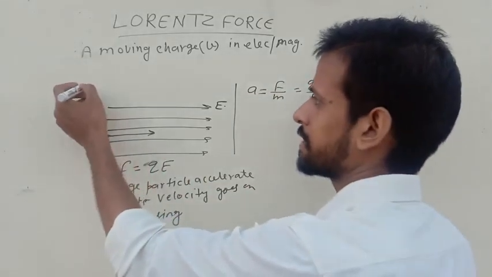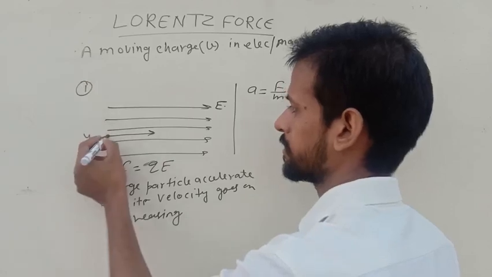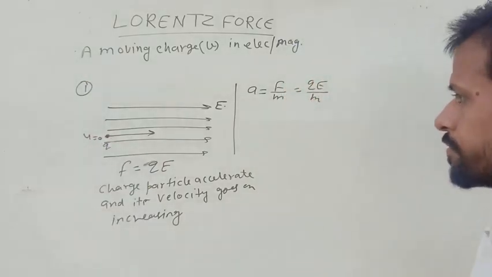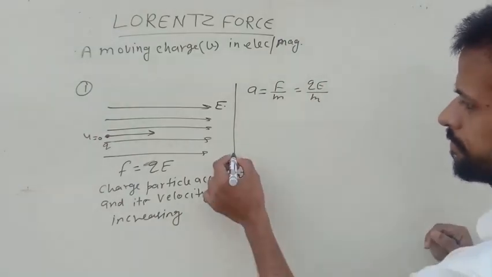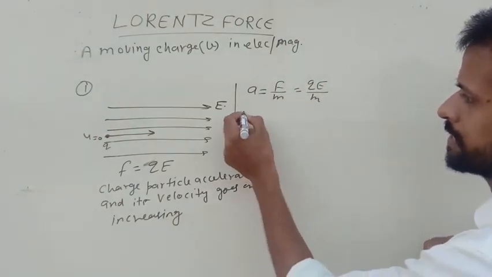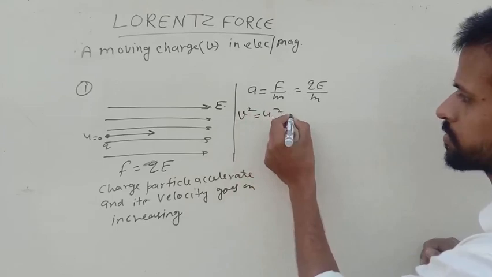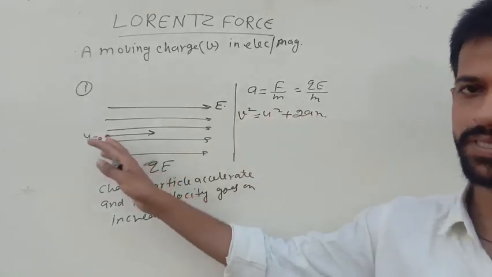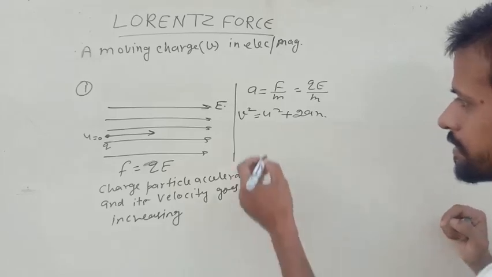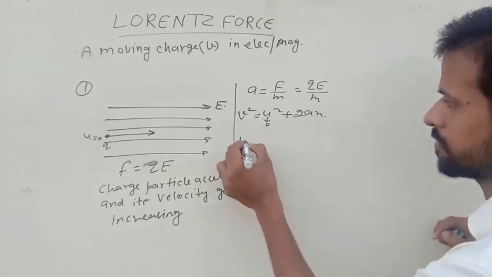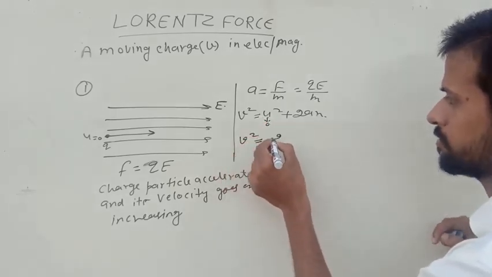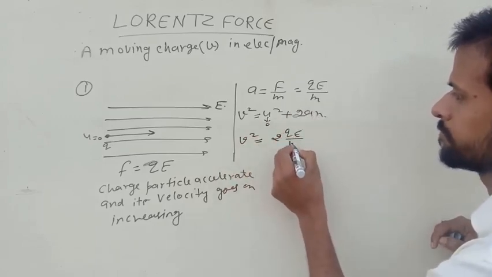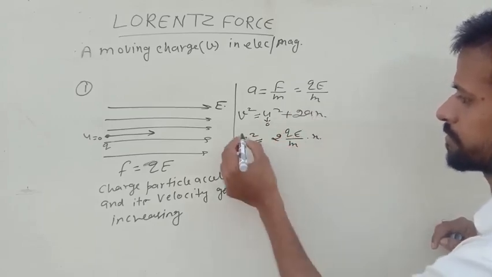So now this is the first case. The charged particle is stationary here. Now we can write the equation of motion for this. v square is 2ax, x for displacement for this charge, a for acceleration, and u is 0 here. So this is v square is equal to 2 into QE by m into x.